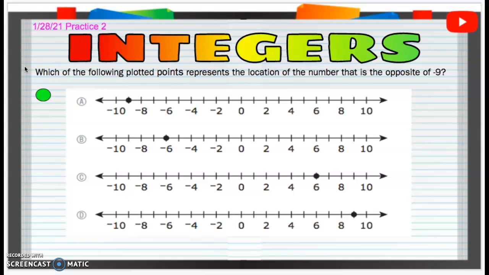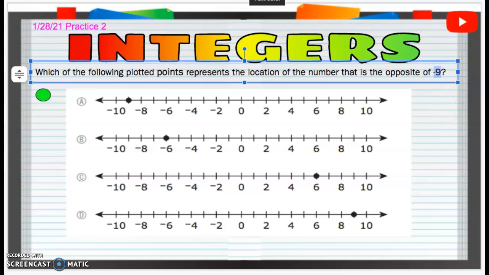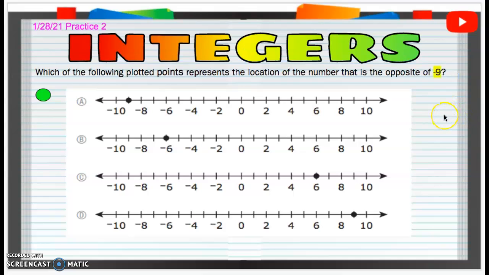So integers, which of the following plotted points represents the location of the number that is the opposite of -9? So the opposite of -9. So what's the opposite of -9? A +9. So which of these have a point at the +9?